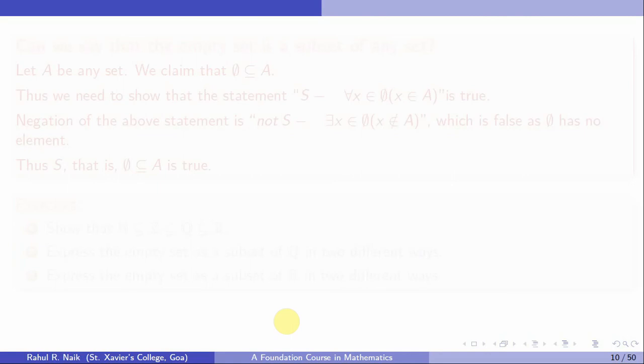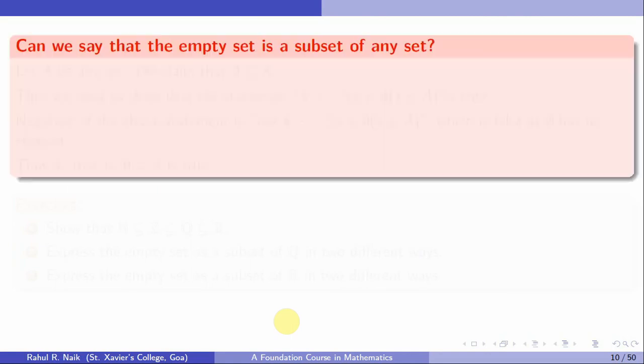Now here is a question which you have been saying is vacuously true. Can we say that the empty set is a subset of any set? It seems to be vacuously true, or obviously true, but have you ever come across the proof of this? Now, since we know the quantifiers, the statements, and the properties of statements, we can look at the proof also.